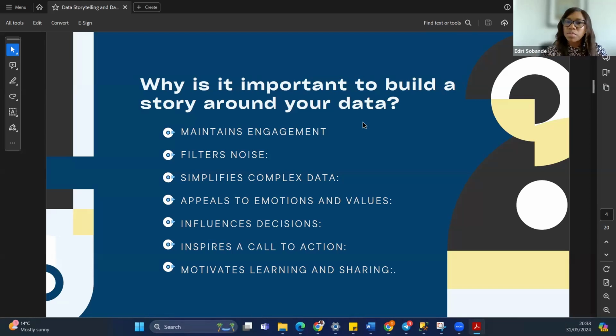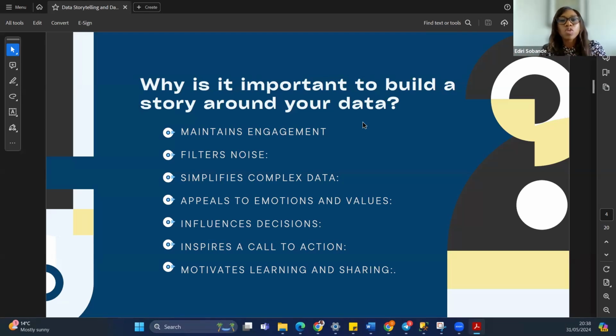So at the end of the day, she was able to make a recommendation to say, okay, you need to deploy resources this way or deploy resources that way. As you're building that story around your data, you're appealing to the emotions and to the values of your audience. So remember, you need to understand who you're building this dashboard for. Who are your audiences and who is that person that will make the decision?